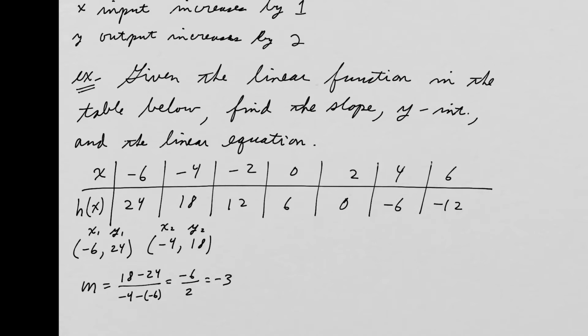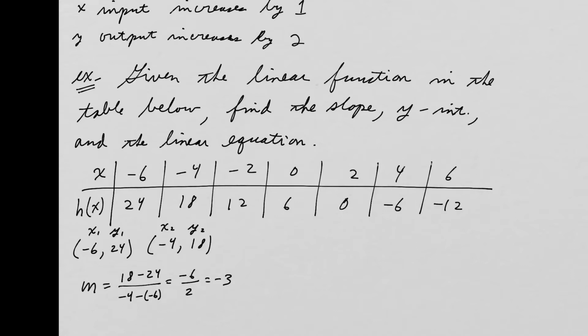Okay, what else do we have to find here? The y-intercept. Well, actually, that's easy, right? Because remember, the y-intercept is the point 0, comma b. Well, typically people call b the y-intercept, but really 0, comma b is the y-intercept. But we can read that directly from the table, right?